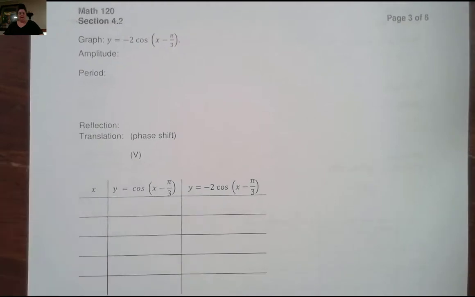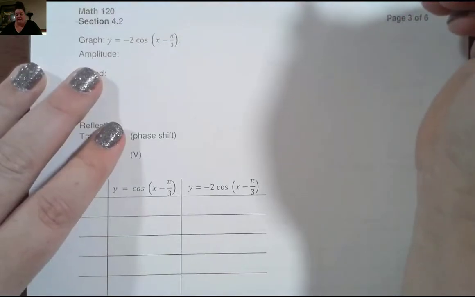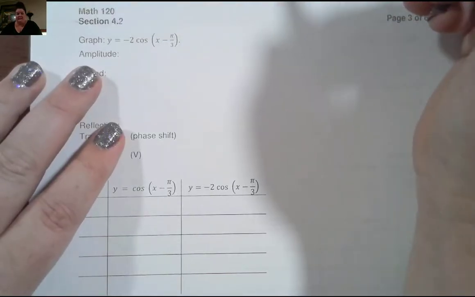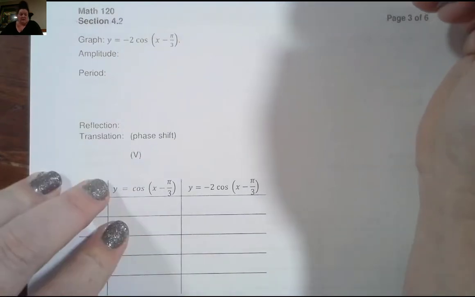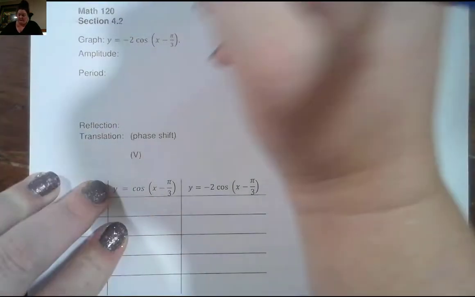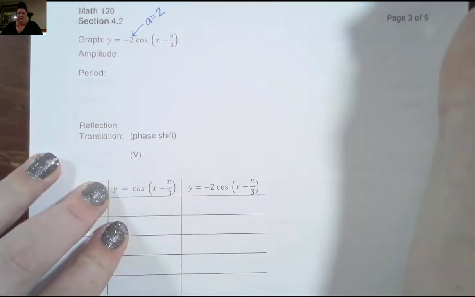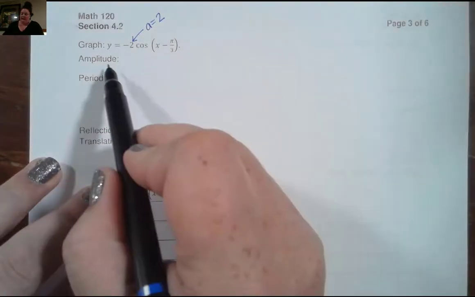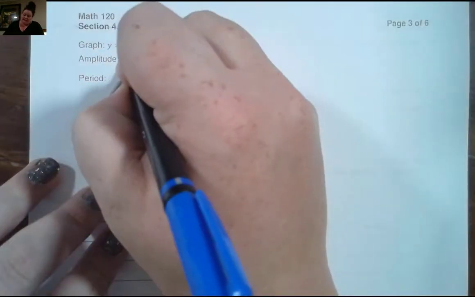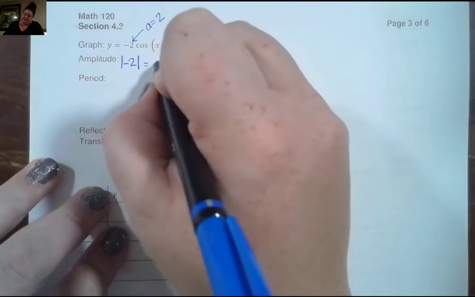All right, so first thing I do is identify my A and my B. I look to see if I have a phase shift, and I look to adjust my x's so that I have those nice quadrantal angles, okay? So what I notice right here is that I do have an A. My A value is 2, right, or negative 2 really. But when I'm looking for amplitude, remember I take the absolute value of my A. So my amplitude is going to be 2.